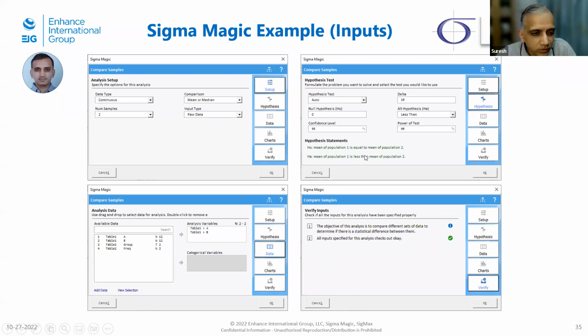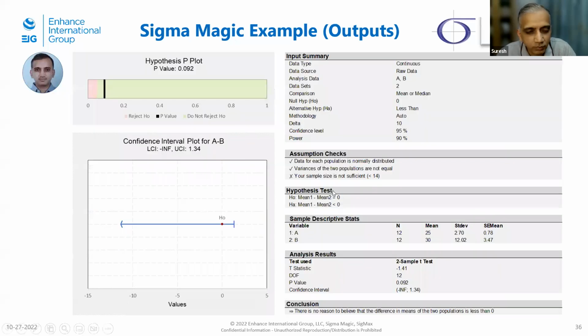Screenshot number 3 helps us pick the data for analysis. In our case, we have data A and data B for salesperson A and B, so we've selected that under analysis variables. The last screen at the bottom is a verification check from the software. It checks to make sure that you've correctly specified all the inputs for the analysis. In our case, there's a green check, which means that everything is good to go. When you click the OK button, it takes these inputs, performs the analysis, all the 8 steps that we just talked about, and displays the results.